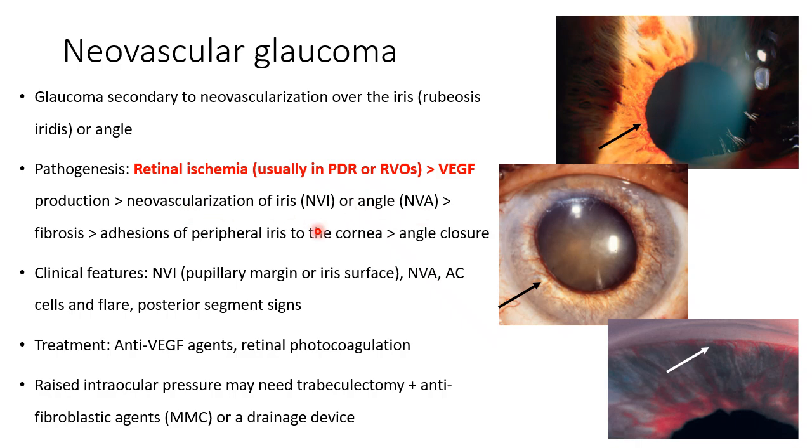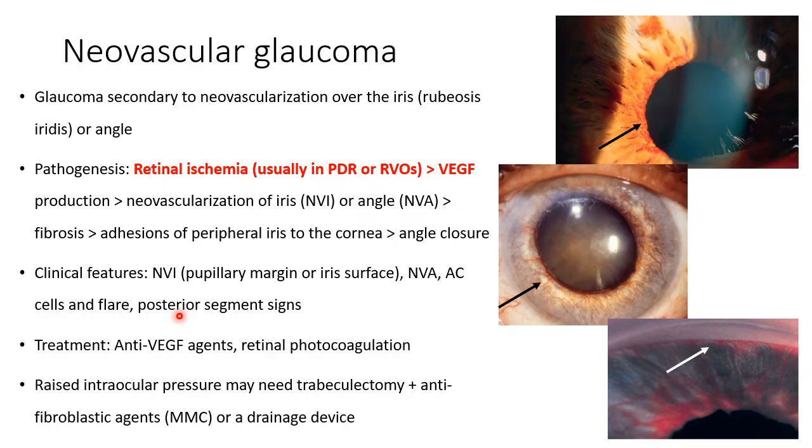Now, this neovascular tissue has a tendency to cause fibrosis. Fibrosis leads to adhesions of the peripheral iris to the cornea, leading to a pre-trabecular type of angle blockage. Okay, so a pre-trabecular type of open angle. Eventually, angle closure can also happen. In early stages, a pre-trabecular sort of blockage can happen, a pre-trabecular open angle secondary glaucoma. Later on, these adhesions are going to close up the angle, leading to a secondary angle closure. So usually it is the angle closure stage at which the patient presents to you.